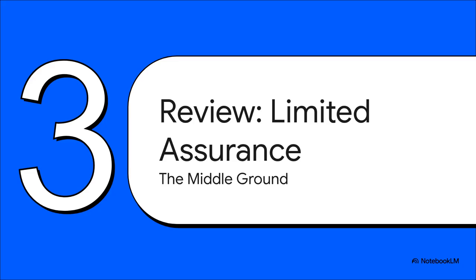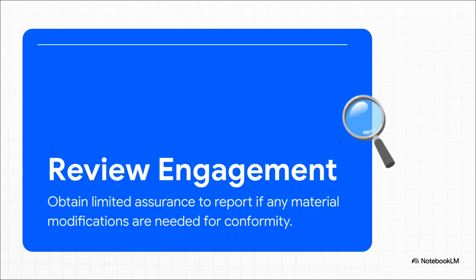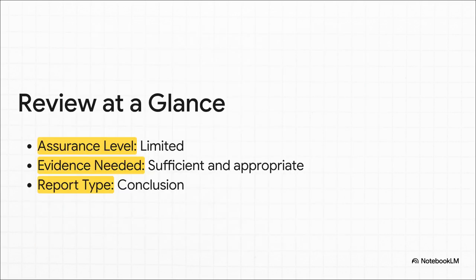All right, let's look at our next engagement, the review. So, if an examination is the heavy hitter, think of a review as the middle ground. It's not nearly as intensive, which means it provides a lower or limited level of assurance. Now, the goal here is totally different. With a review, the CPA isn't trying to say, yes, this is correct. Instead, they're basically looking to see if anything seems obviously incorrect. The question they're answering is, based on my work, am I aware of any big changes that need to be made? So for a review, the key things you absolutely have to remember are a limited level of assurance, which we call negative assurance, and the final report gives a conclusion, not a full-blown opinion.